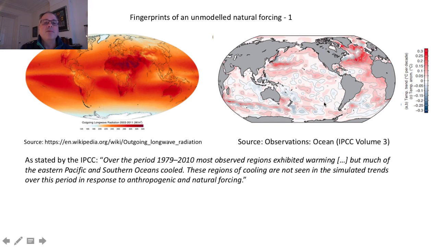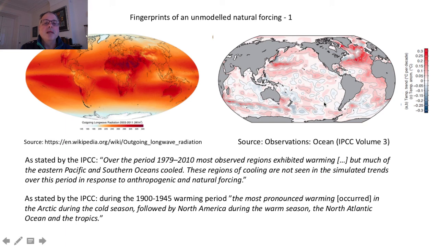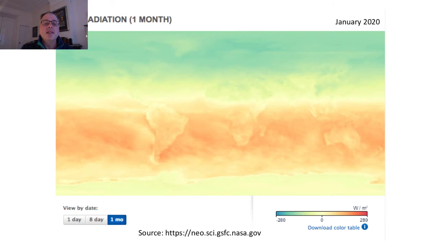And once again, a quote from the IPCC report. The most pronounced warming occurred in the Arctic during the cold season, followed by North America during the warm season, the North Atlantic Ocean, and the tropics, indicating that the previous multi-decadal warming period, so 1900 to 1940, also favored the Arctic and Northern Atlantic.